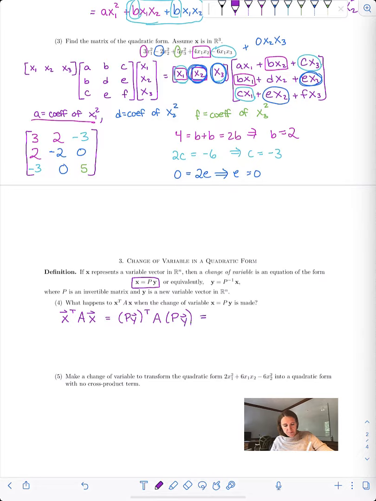Well, using properties of the transpose, we get y transpose P transpose A P y. Remember, whenever we do AB transpose, that's B transpose A transpose. Okay, but now this PA, I really should write that using associativity. I think that's the end of what I wanted to say about that.